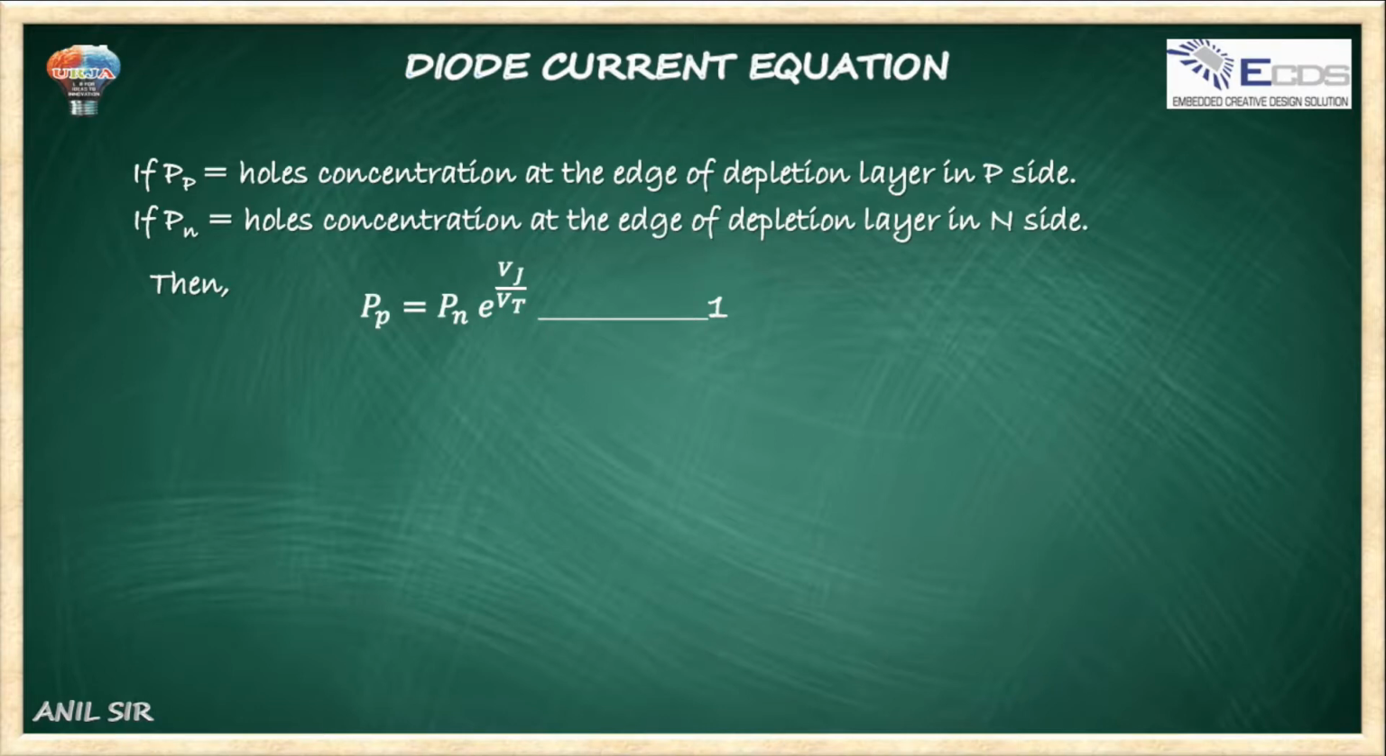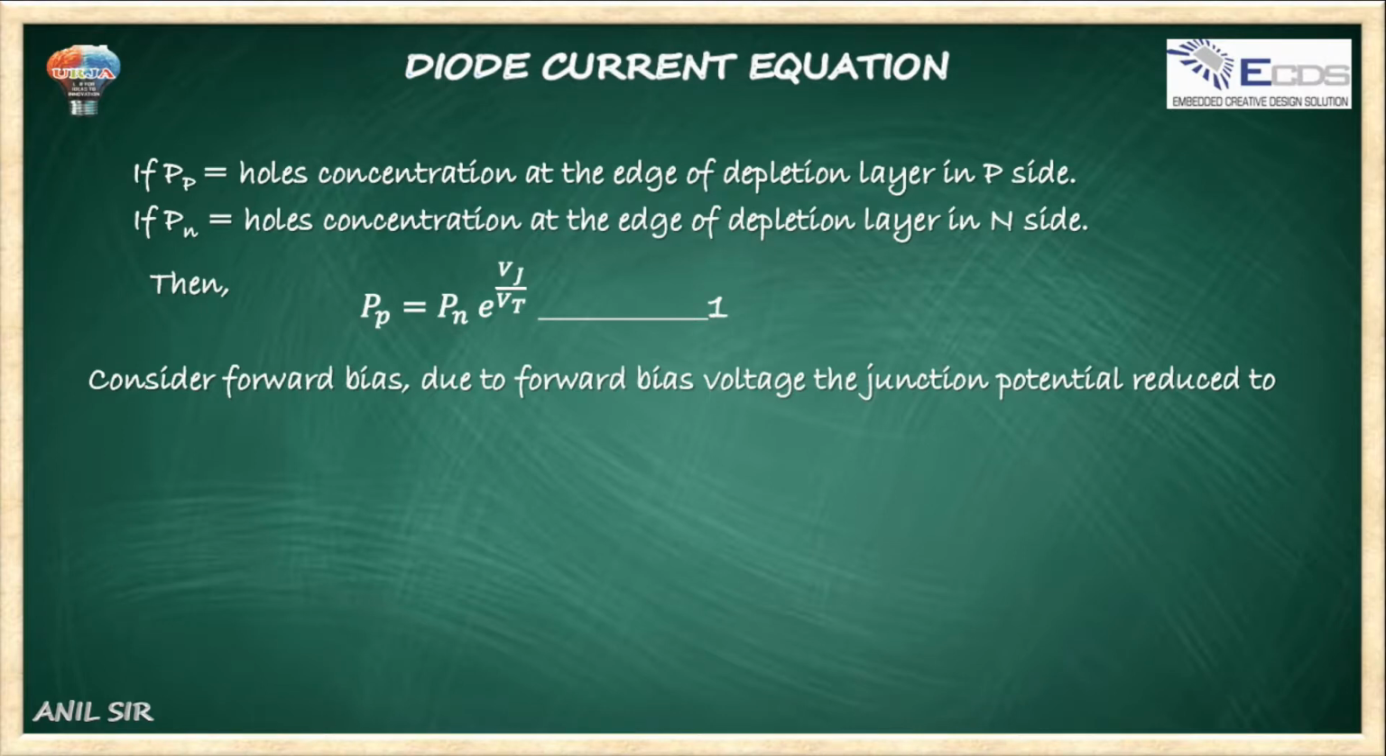So what do we mean by Vj? What do we mean by Vt? Let's check. Consider the forward bias condition. Due to the forward bias voltage, the junction potential is reduced, because Vj is nothing but the potential barrier, the junction voltage. So in forward bias, the barrier voltage is reduced to Vj minus V. Then Pn equals Pn0 and Pp is denoted as Pp0.